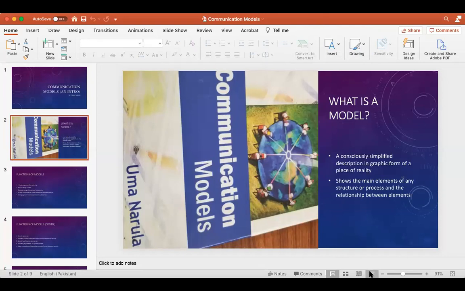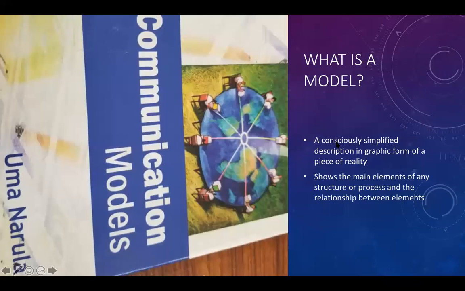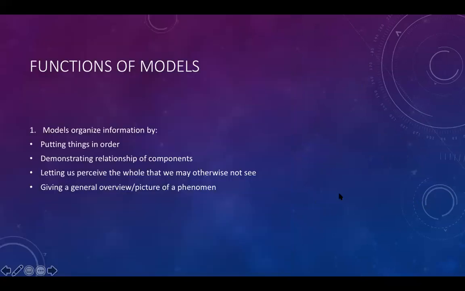This was my first slide that I shared with you, and I told you that a model is essentially a simplified description that comes in a graphic form or in the form of a sketch or a diagram. And a model actually tells you about a piece of reality. It shows main elements that are involved in communication process. Then we started our discussion about different functions of model. I told you that basic function of a model is to put different things in order. And not only that, it also functions to demonstrate different components that are involved in the process of communication.